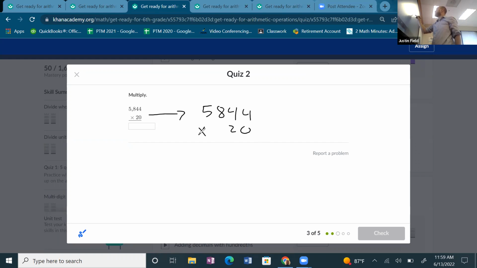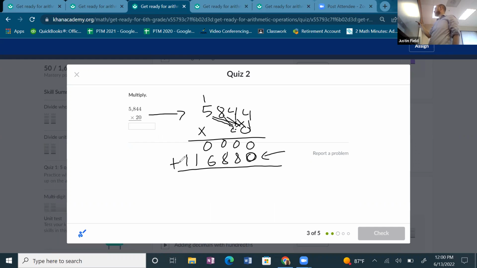You know if you need to work on that, because if you get them right or wrong, you'll know quicker than me. All right, so when we multiply by double digits, we're going to multiply everything by the 0, and then for the tens place, we put a 0 there, and then we multiply everything by the 2. So 2 times 4 is 8, 2 times 4 is 8, 2 times 8 is 16, put the 1 up there. 2 times 5 is 10, plus 1 is 11, and then we add our 2 results together. 116,880.